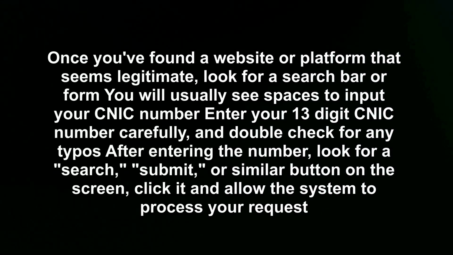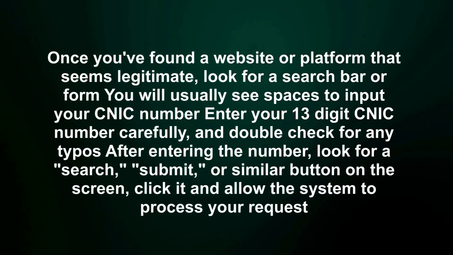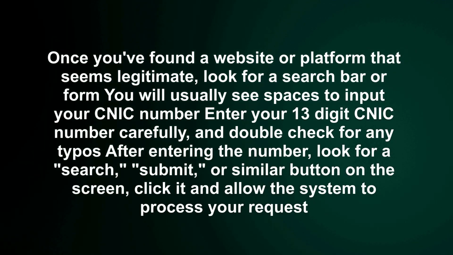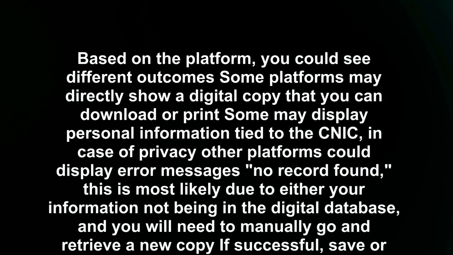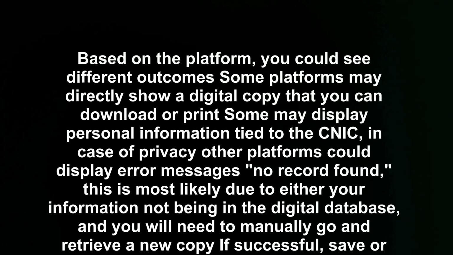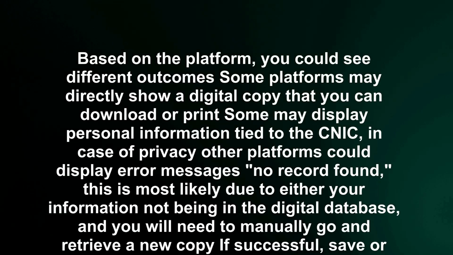After entering the number, look for a search, submit, or similar button on the screen. Click it and allow the system to process your request. Based on the platform, you could see different outcomes. Some platforms may directly show a digital copy that you can download or print. Some may display personal information tied to the CNIC.